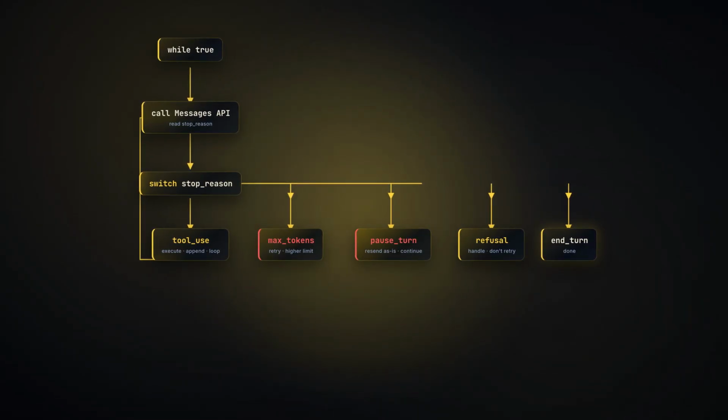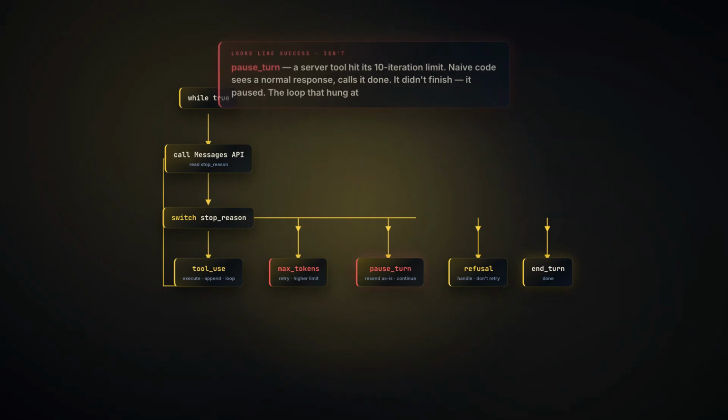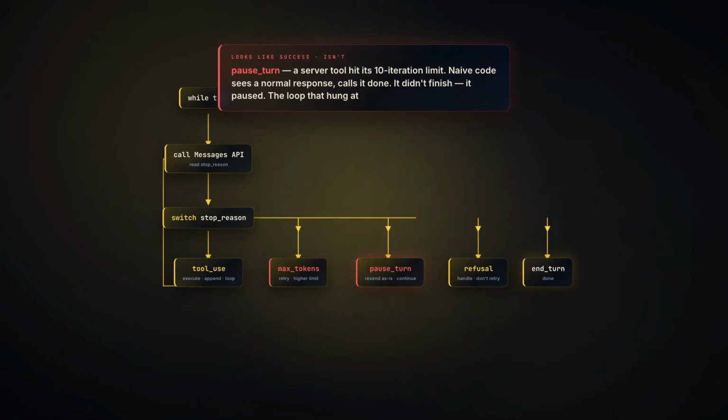And the 2 values that cause the most silent damage because they look like success. Pause turn is returned when a server tool like web search hits its iteration limit, by default 10 iterations per request. The naive code sees a normal response and thinks the agent finished. It didn't, it paused, and it is waiting for you to send it back. That is the loop that hung at 2 a.m.